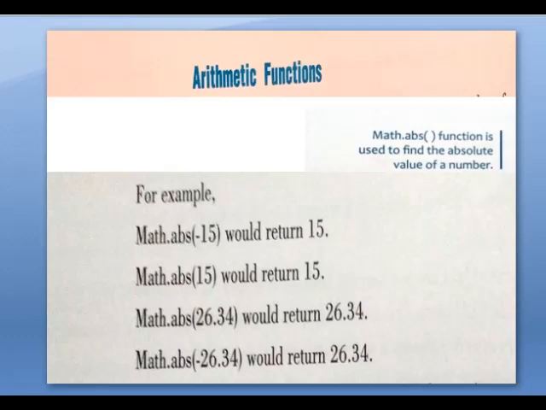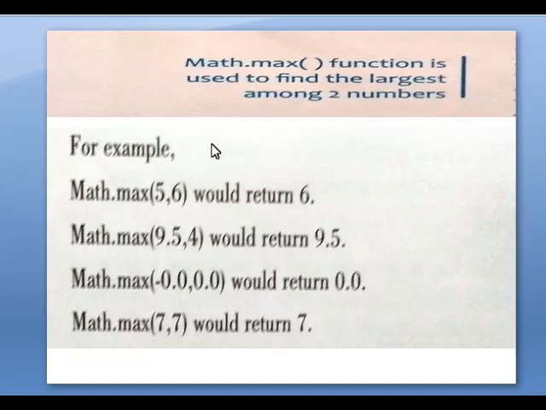The next one is Math.max. Max means to find the greatest number among the given numbers. The Math.max function is used to find the largest among two numbers. For example, Math.max of 5, 6. So 6 is the greatest number, so it will return the value 6. Math.max of 9.5, 4 will return the value 9.5. Math.max of 0.0, 0.0, the greatest number is 0.0. Math.max of 7, 7: the two values are equal, so it will take one value as the output.